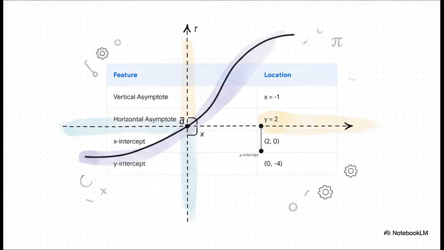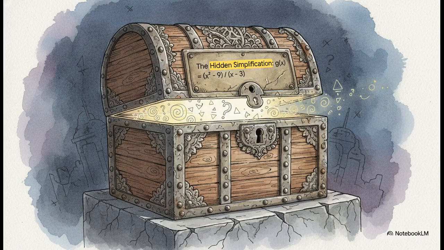Okay, after running through our steps, here's the intel we gathered. Check it out. We've got a vertical asymptote, our fence, at x equals -1. We've got a horizontal asymptote, our guide rail, at y equals 2. And for our landmarks, we have an x-intercept at (2, 0) and a y-intercept way down at (0, -4). And believe it or not, with just those 4 key pieces of info, we can sketch this thing out almost perfectly.